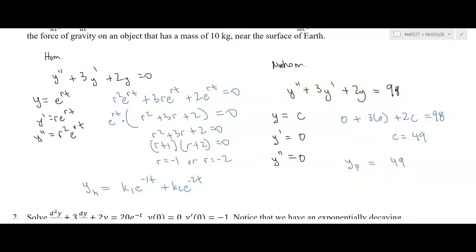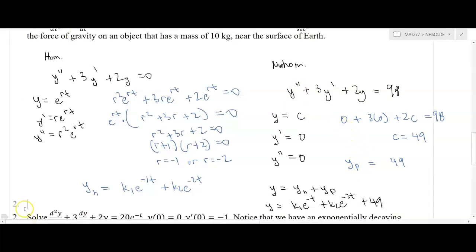So our general solution will be y equals yh plus yp. And so y is going to equal k1 e to the negative t plus k2 e to the negative 2t plus 49. And we could always check our work. We could take the first and second derivatives of this and plug it into the non-homogeneous equation that we're trying to solve in the first place and see that it makes everything work out. So there's our general solution.